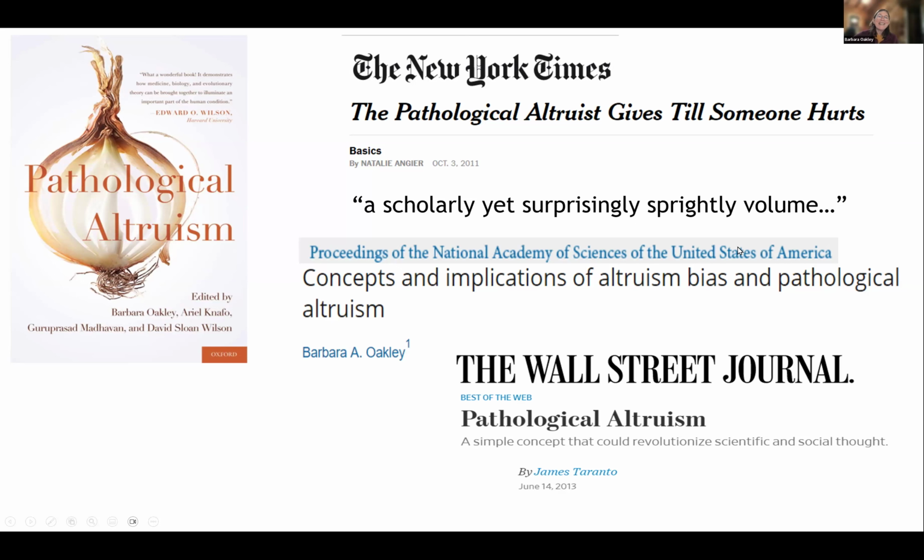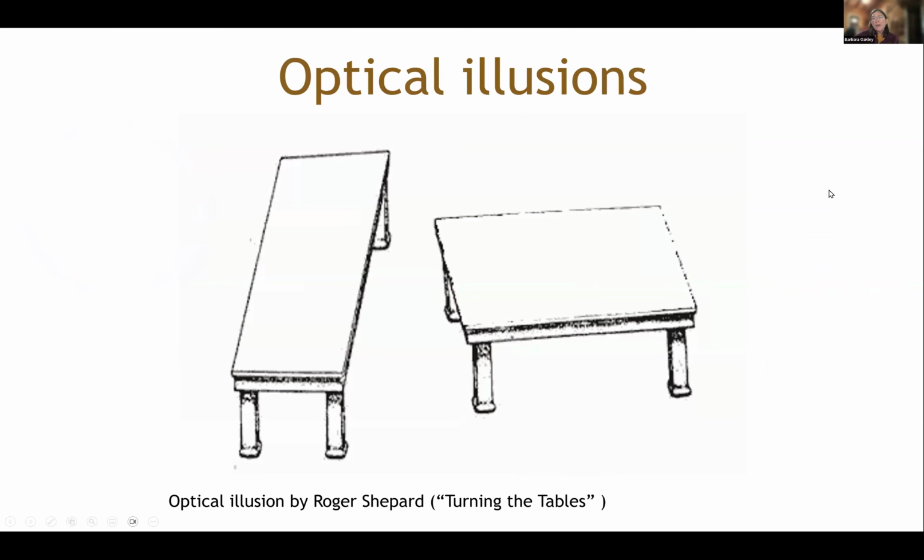So in essence, the path that began with David Sloan Wilson has led in interesting ways to surprising turns in my career. But work on this area of pathological altruism has helped me to understand some interesting phenomena. And I think a way to best explain some of these ideas is to bring to your mind the idea of optical illusions.